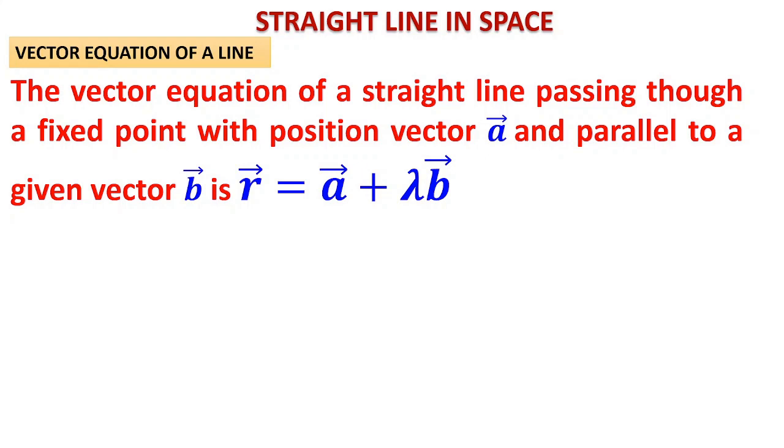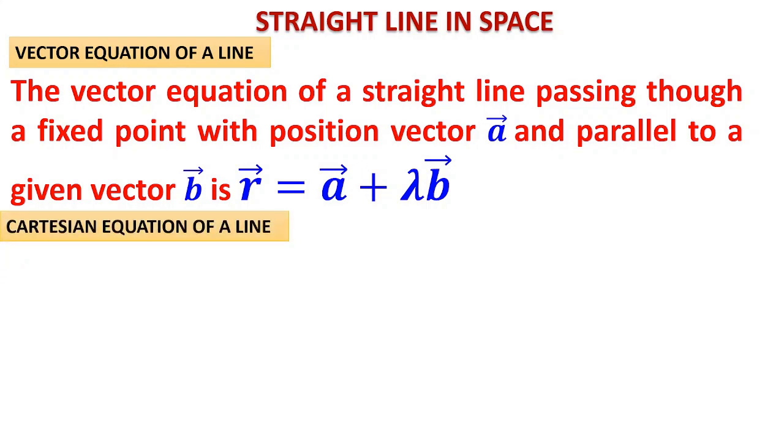Here you are seeing 3 vectors. Vector A, already we have discussed, is the position vector of the point on the line, and B is a parallel vector. And what is this R? This vector R is the position vector of a general point. Normally we will take the general point as x, y, z. Therefore vector R will be xi plus yj plus zk.